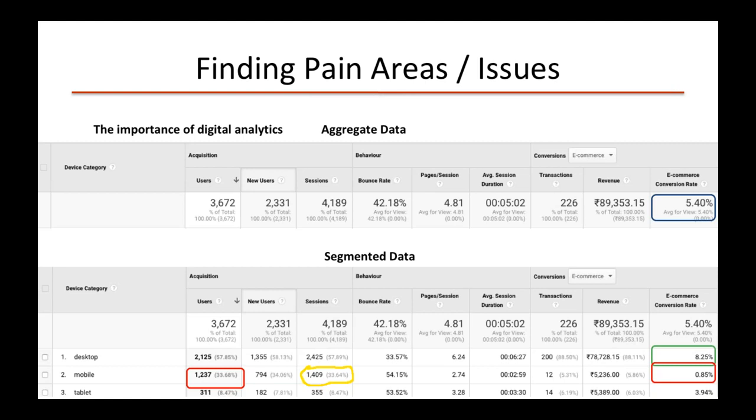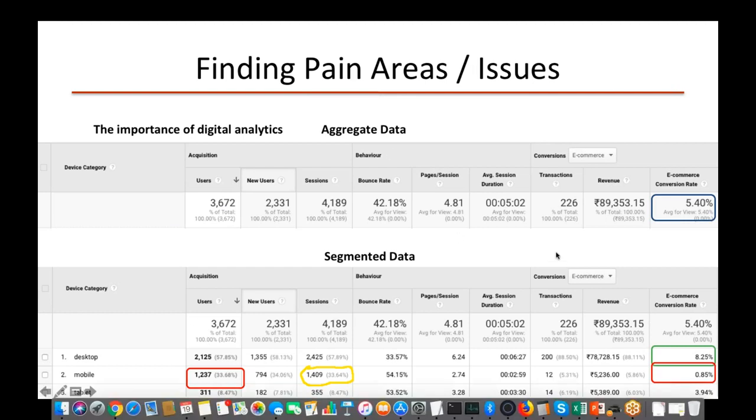And do you want to know what is more frustrating? It's again not 45,000 rupees. You are losing this every day. This data is of one single day. This report is of one single day. So that much you are losing every day. Are we clear?